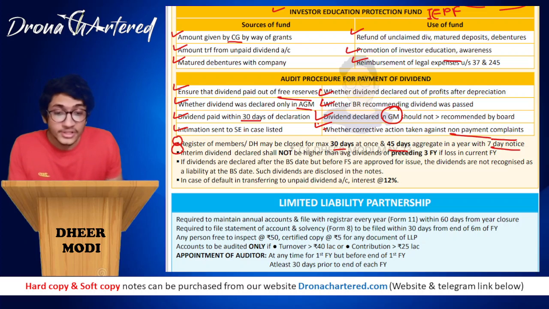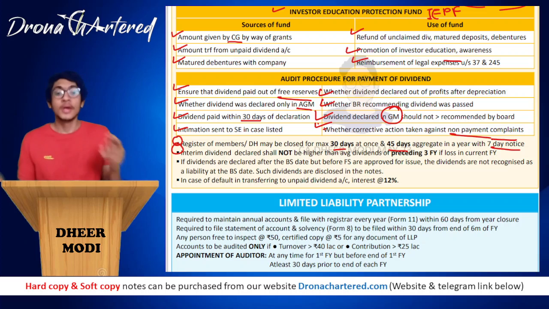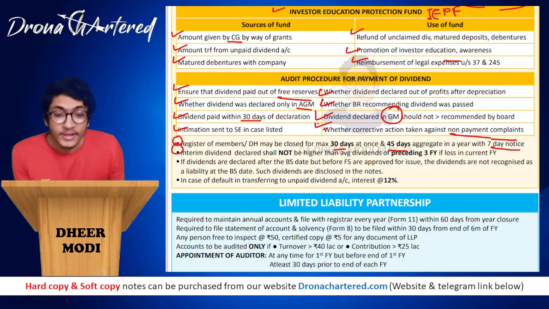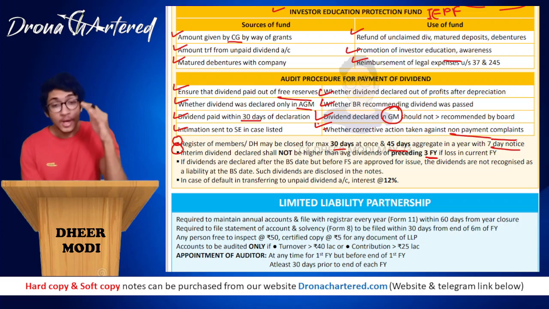Interim dividend declared shall not be higher than the average dividends of the preceding 3 financial years. Interim dividend is dividend that you have declared during the year. It is mid-year. It is like a bonus dividend. So interim dividend declared shall not be higher than the average dividends of the preceding 3 financial years. That is my last 3 financial years. Average, it should not be more than that.